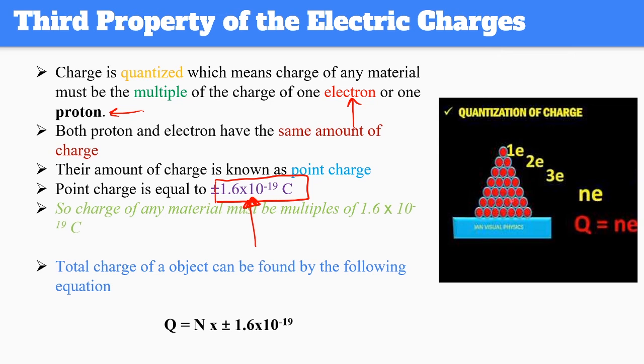And how do we calculate the total charge of an object? We basically count how many extra protons or electrons we have and multiply it with the charge of one of them, and then that is going to tell us the total charge of the material. All right, so charge is quantized. They don't come in any numbers. They must come in multiples of this weird number.